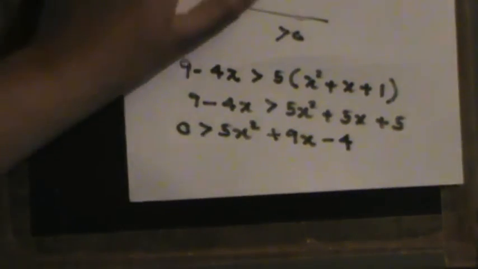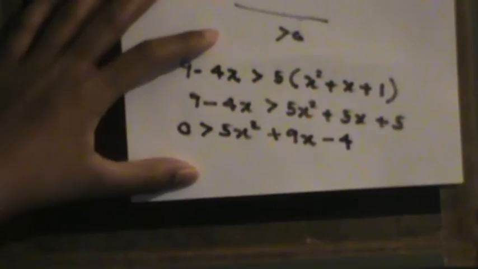So 5x squared plus 9x minus 4 is less than 0. That is the new inequality that I am getting here. So what are the values of x that satisfy this inequality? Let's find out. That is the next step in solving this inequality.